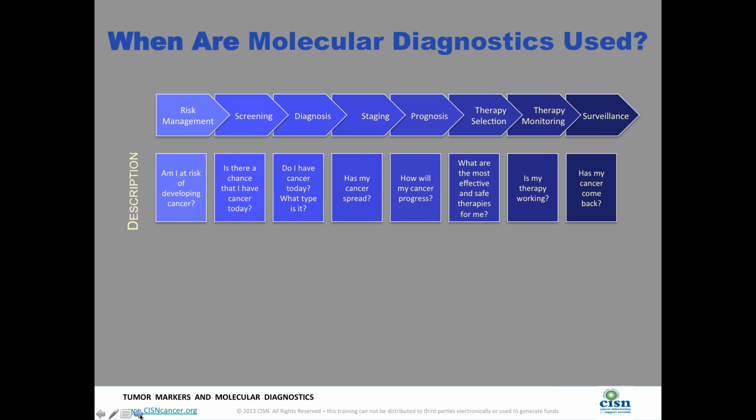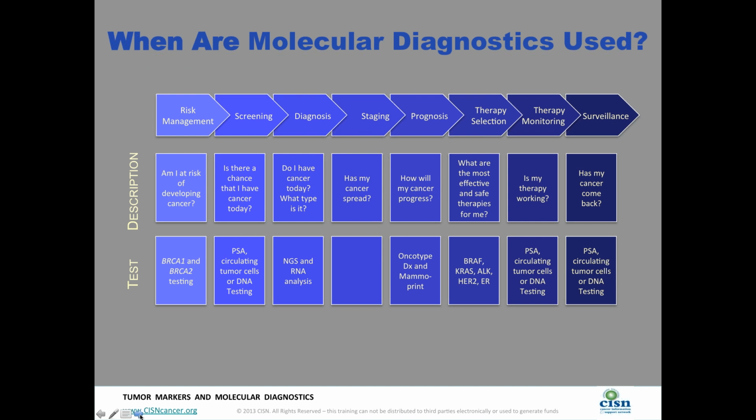Peggy also went over this: molecular diagnostic use is done in all different stages, from risk management and screening, all the way through during therapy, post-therapy, and surveillance. And these are some of the questions that are answered by molecular tests. I think the surveillance area is really interesting and critical. That's where a lot of the tumor markers like PSA and the different breast cancer tumor markers are used, but there's not a lot of data behind whether they're useful or not.